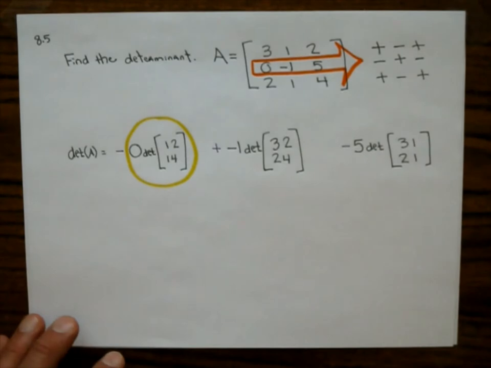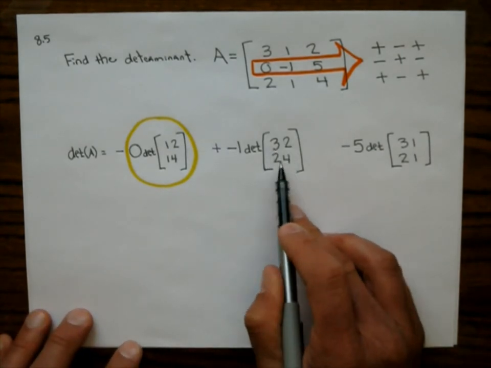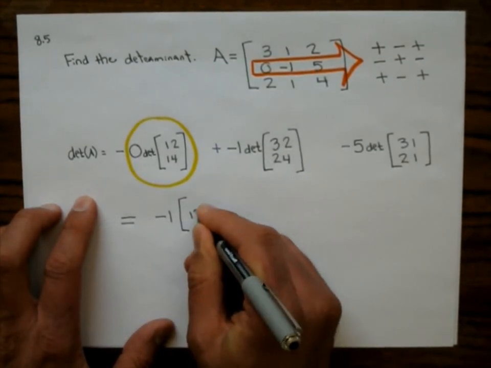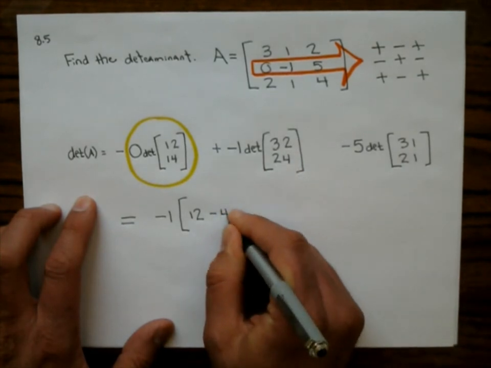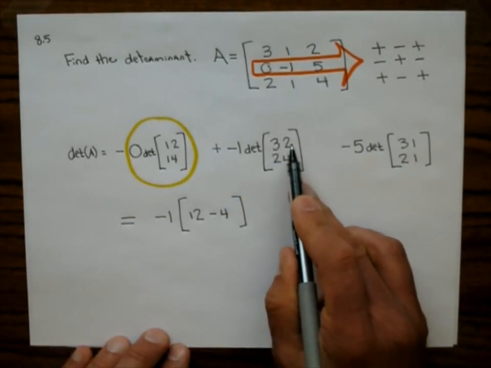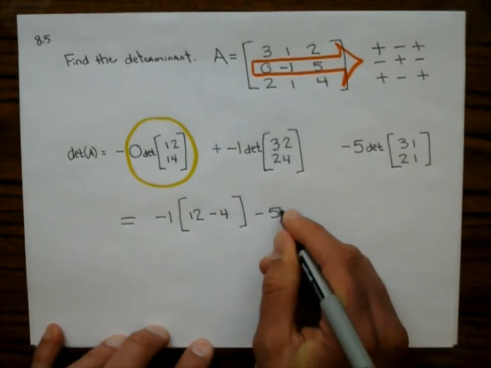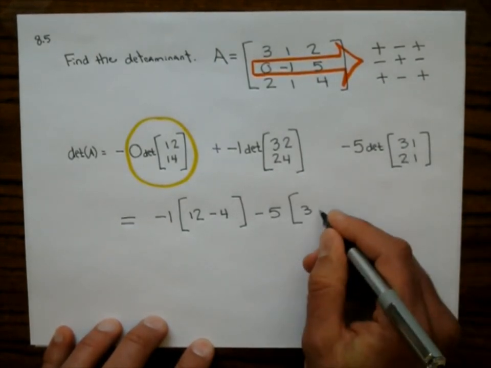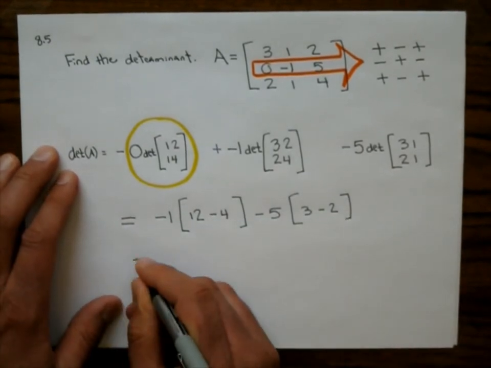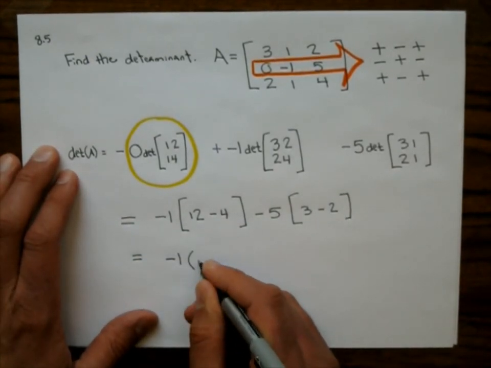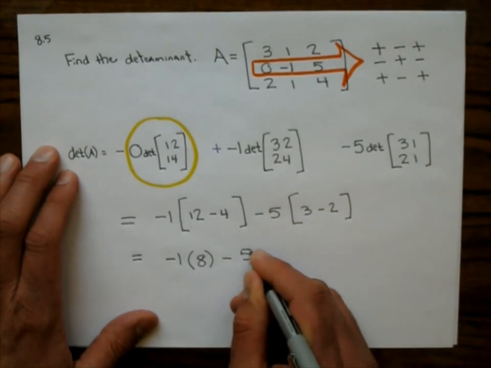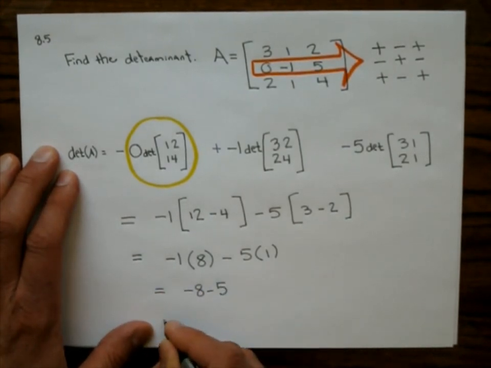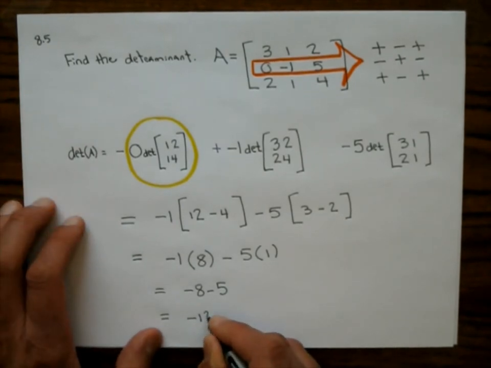Now, to take the determinant of a 2x2 matrix, it's just the AD minus BC formula. So let's continue here. We have negative 1 times AD, that's 12, minus BC, minus 4. So once again, how did I get that? 3 times 4 minus 2 times 2. And then I'm going to do the same thing over here: 3 times 1 minus 1 times 2. So this is negative 1 times 8. And then this is negative 5 times 1. So this is negative 8 minus 5, which gives me negative 13.